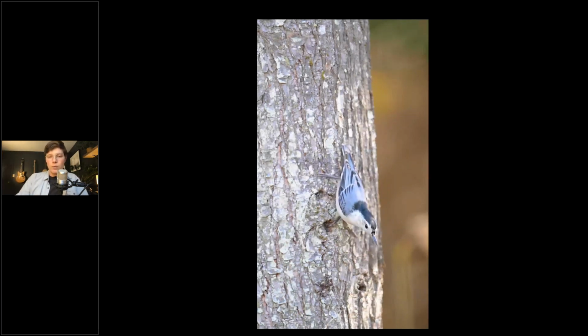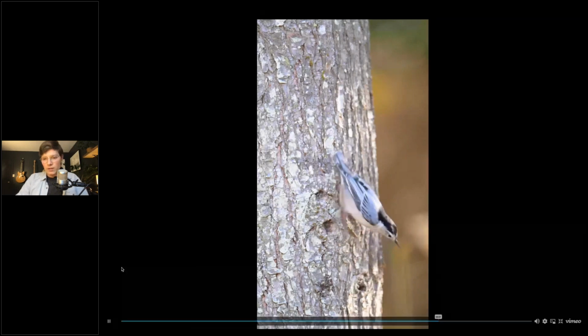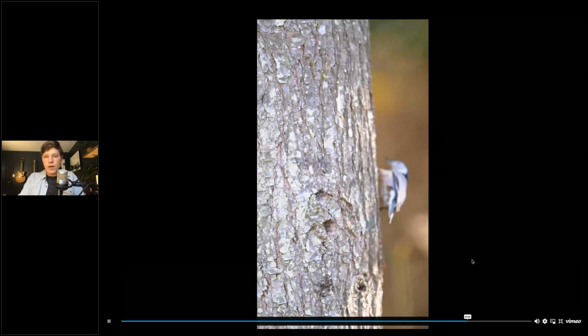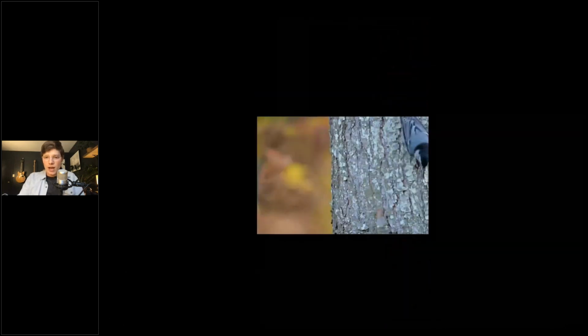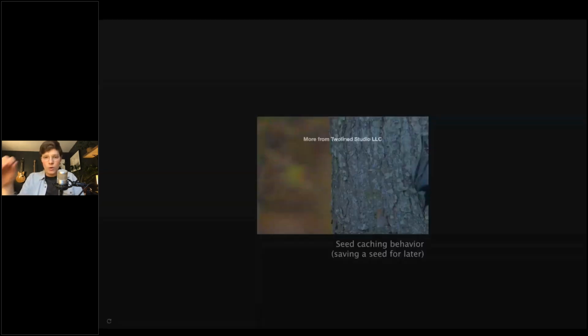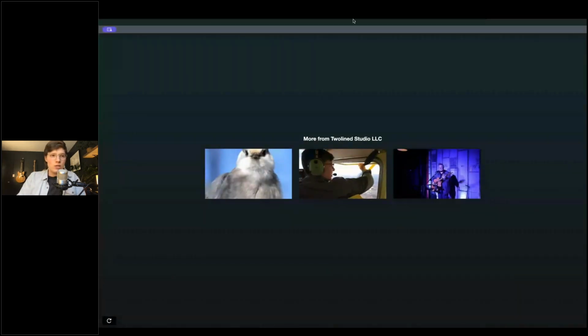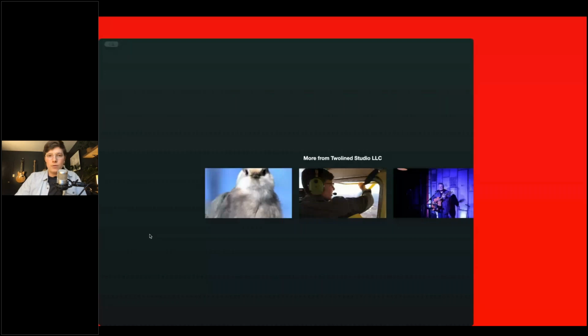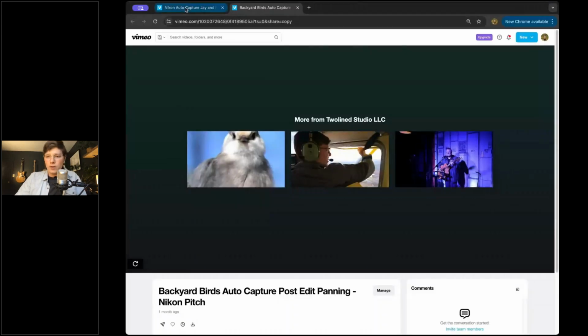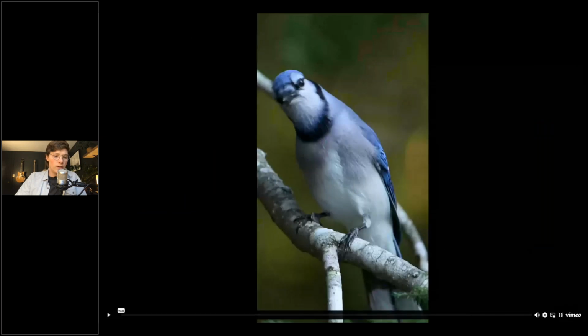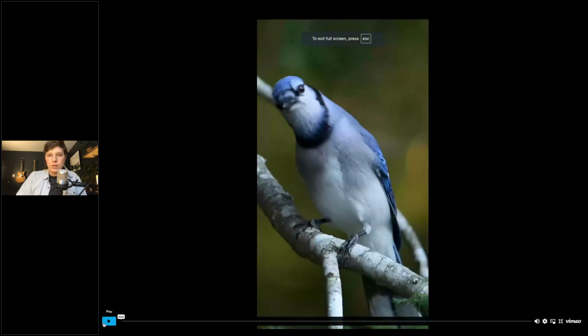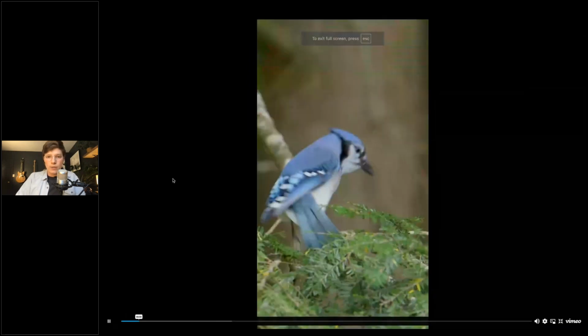And this was a really cool moment. I can't remember if it's at the end of this or the next one, but a huge advantage of camera traps is that we can capture some interesting behavior. There, that nuthatch just cached a seed into that bark, which is really cool behavior to be able to see. So here's another quick video. This is all from camera trap technology.